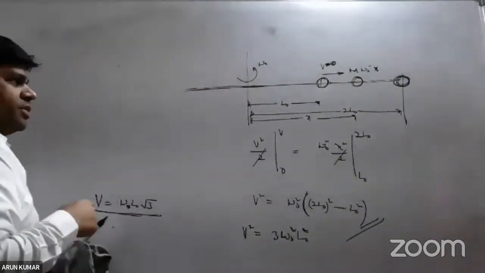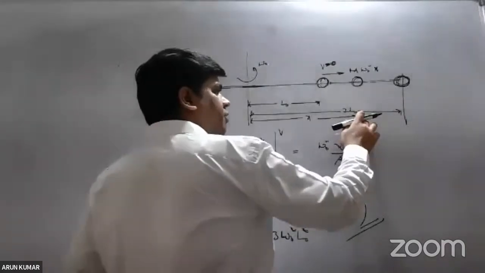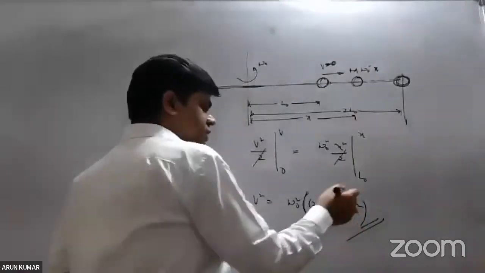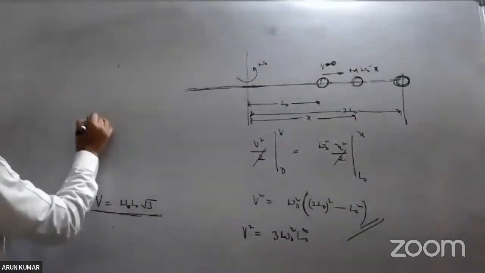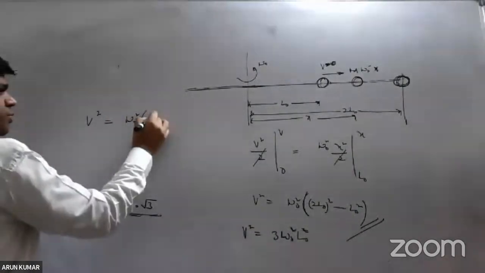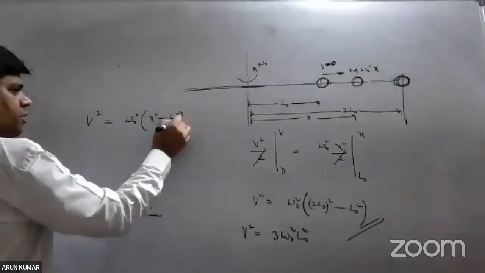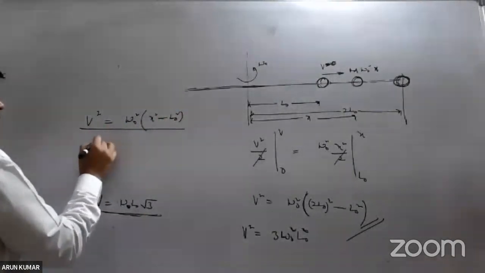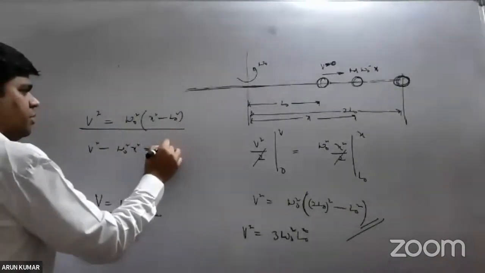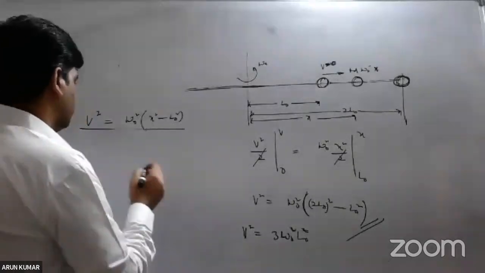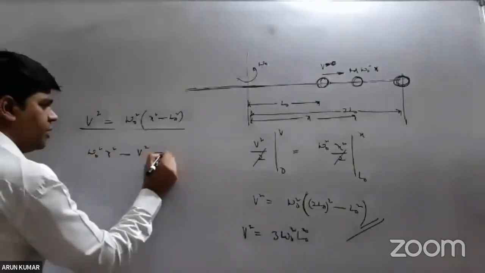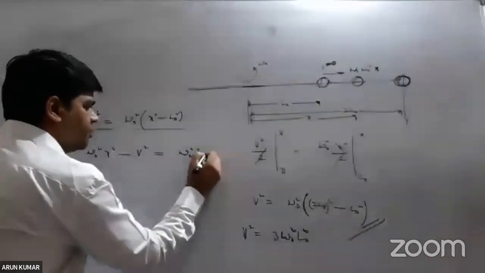Find out with respect to x, what if instead of 2L, I have to find a general variation of x. So what do I do? I'll integrate from L naught to x. So what is the expression I get? V square is equal to omega naught square into x square minus L square. This is the expression I get. So I get v square minus omega square x square is equal to, or I'll write omega square x square minus v square is equal to omega square L square.